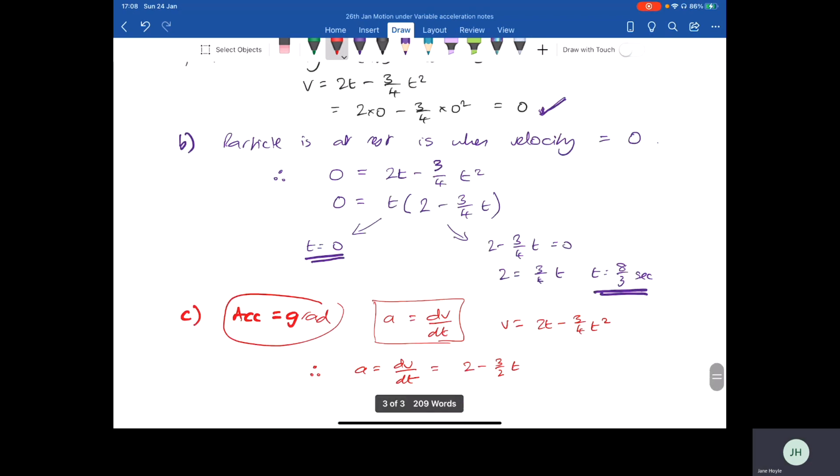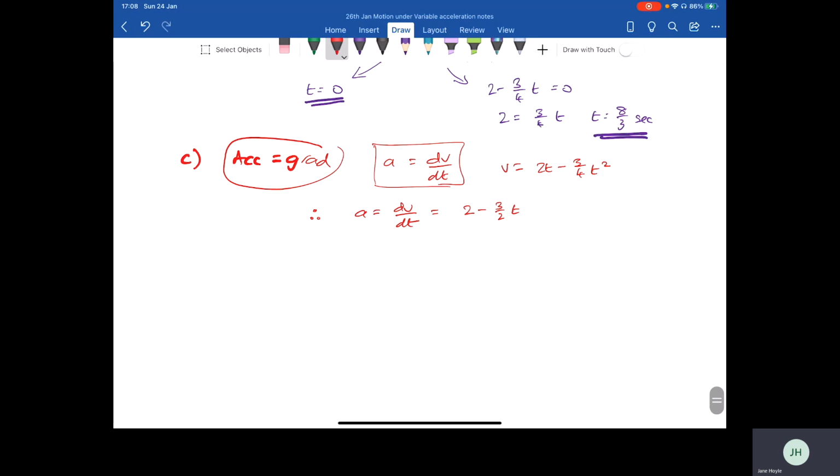Find the acceleration when t is equal to 5. So when t is 5, the acceleration is equal to 2 minus 3/2 times 5. So 2 minus 15/2, that's minus 5.5, isn't it? So minus 11/2 meters per second squared. So that means that it's decelerating.